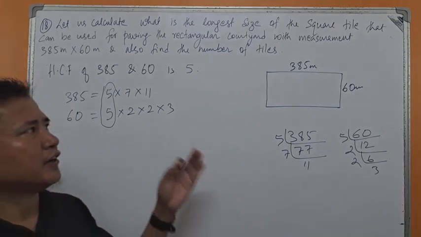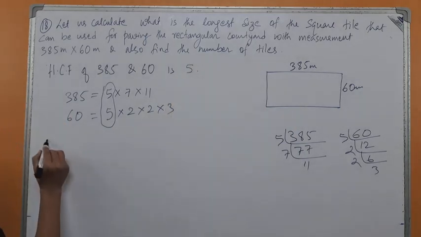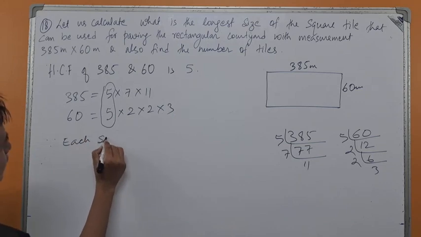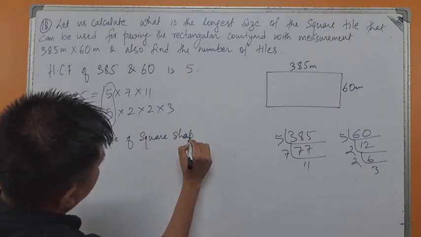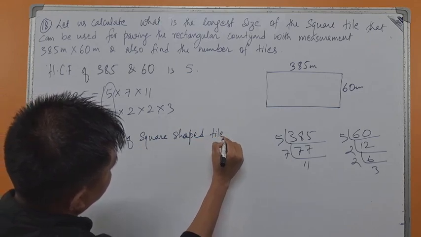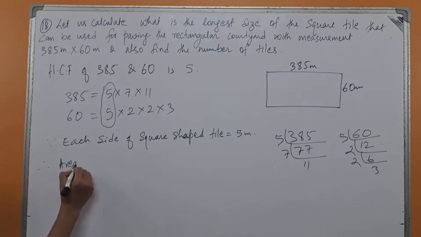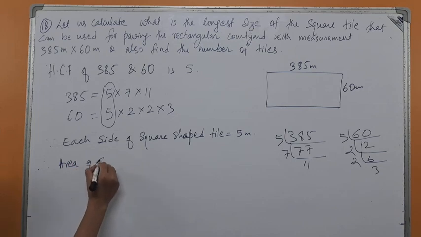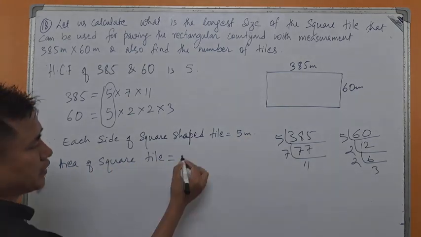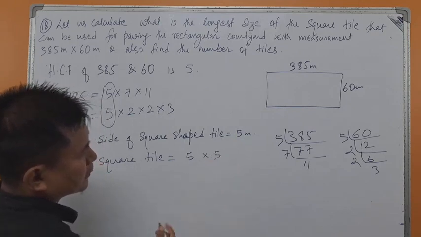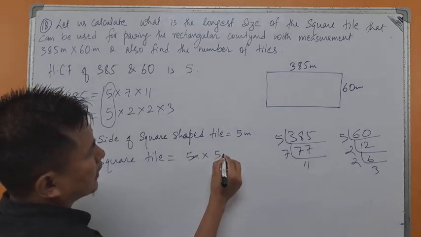This means side of each square shaped tile must be 5 meters. Okay, therefore each side of square shaped tile equal to 5 meters. Now therefore area or the size of square tile equal to, if side is 5 then area must be 5 times 5, isn't it? Side square will give us area. So if side is 5 then area is 5 into 5. So 5 meters times 5 meters.